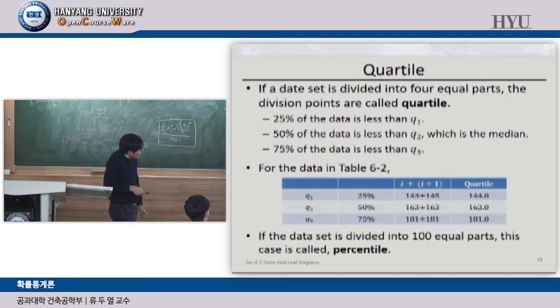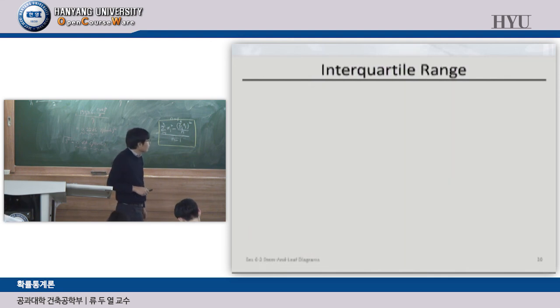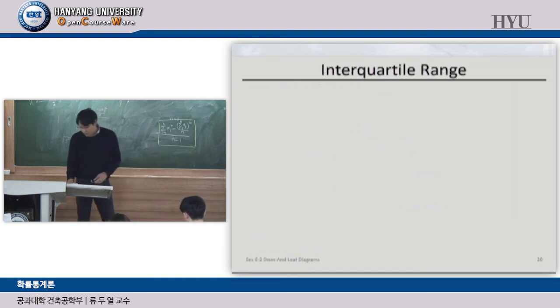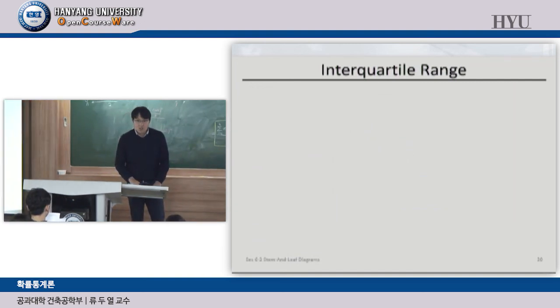So if the data set is divided into 100 equal parts, this case is called the percentile. Okay? And now we are going to discuss the interquartile range.